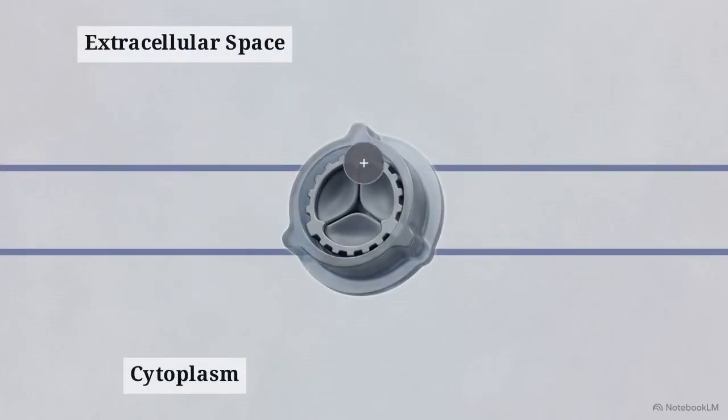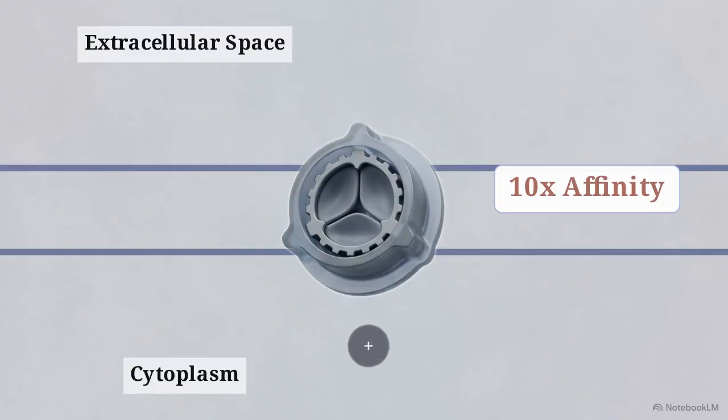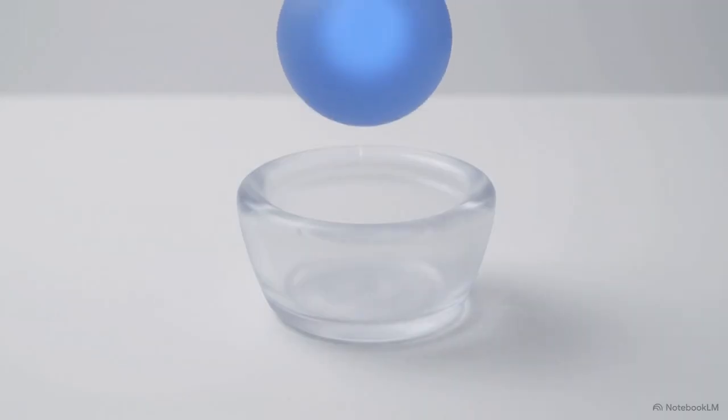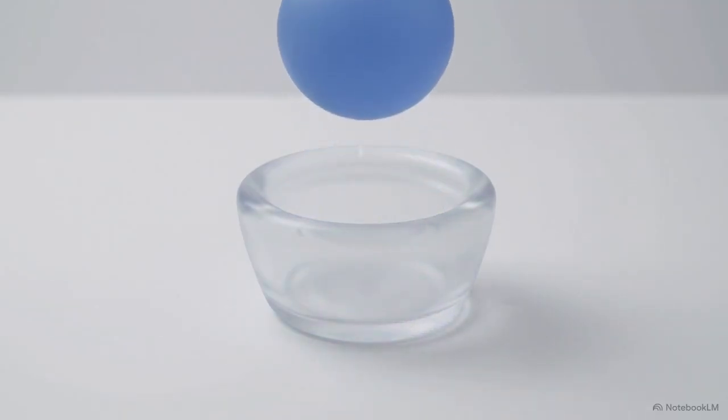A native potassium ion has an atomic radius of 0.133 nanometers. A thallium ion measures 0.147 nanometers. Both carry the exact same single positive charge. When this metal floats up to the cell's main power grid, the sodium-potassium ATPase pump, the cell's receptors don't see a poison. In a cruel twist of physics, the pump's activation pocket actually has an affinity for thallium up to 10 times higher than for the native potassium it was designed to catch.